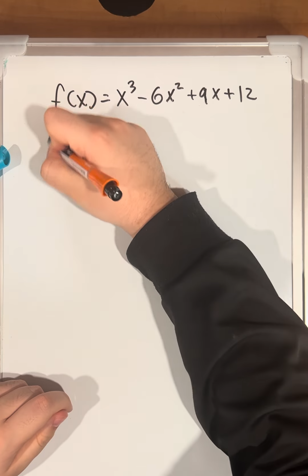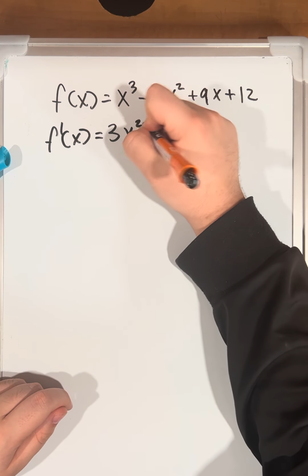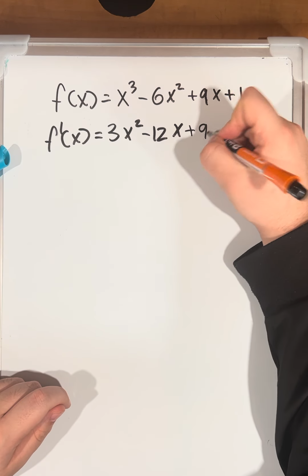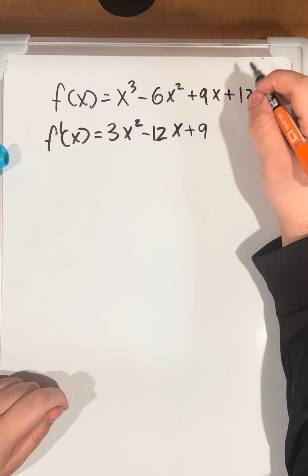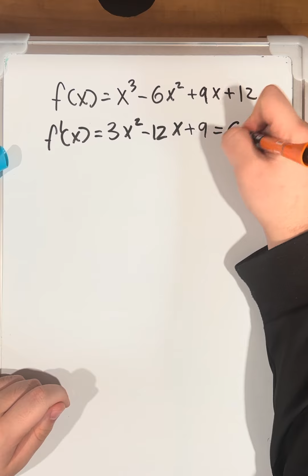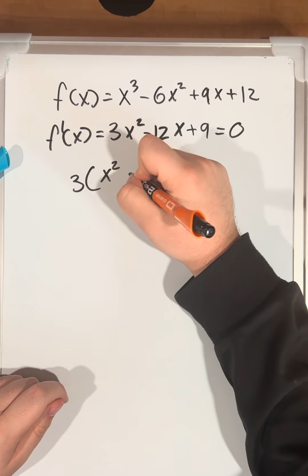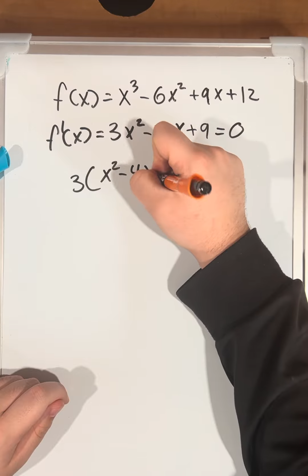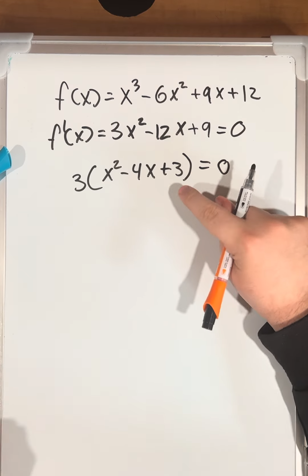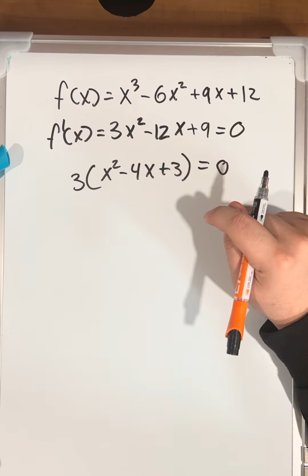So what's the derivative? So f prime of x is equal to 3x squared minus 12x plus 9. And then the derivative of a constant, we don't really write that. And now we'll set this equal to 0. More importantly, we'll factor out a 3, so it becomes much simpler. Now, what multiplies to 3 and adds to negative 4? Well, that's negative 3 and negative 1.